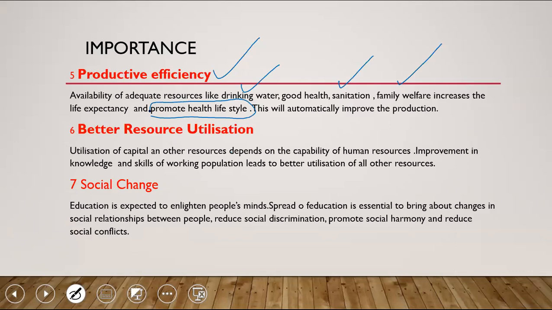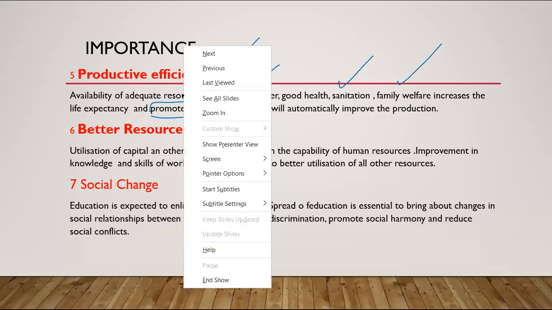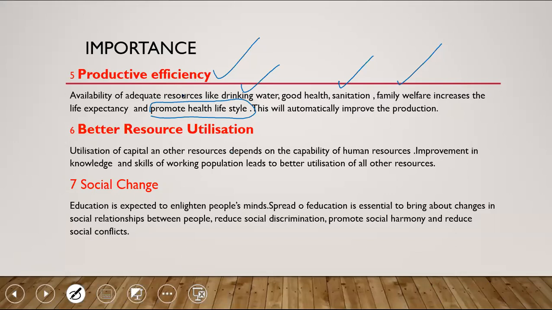How can family members' health improve? There should be a good drinking water facility. Drinking water should be sufficiently available and the quality should be good. Then I told you cheap health facilities. Then sanitation. Children, what do you mean by sanitation? Sanitation means hygiene. At least the living area should be neat.